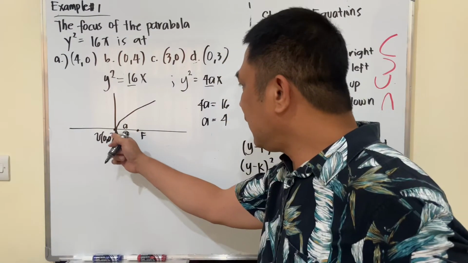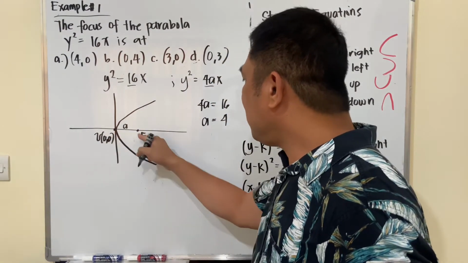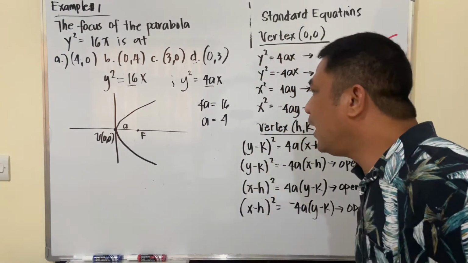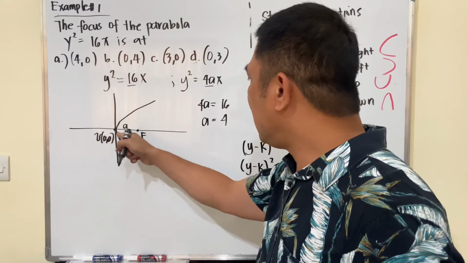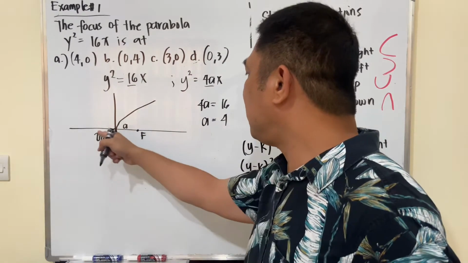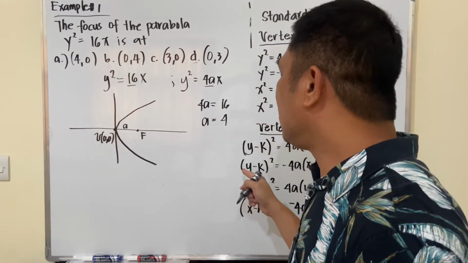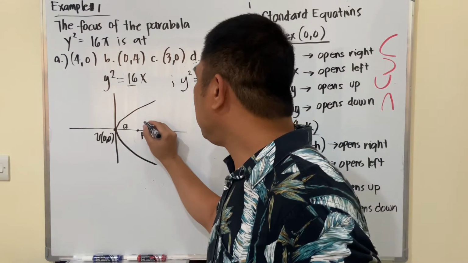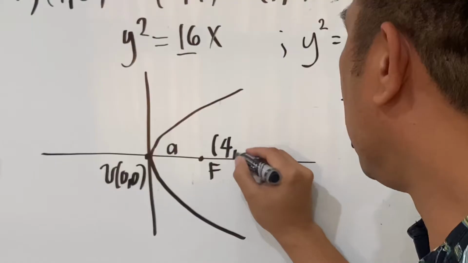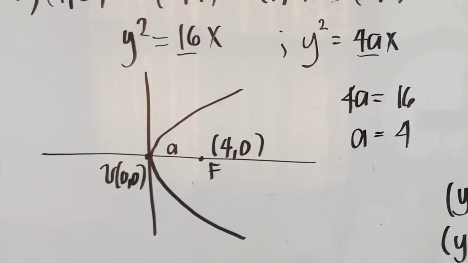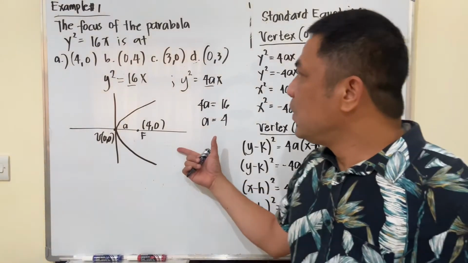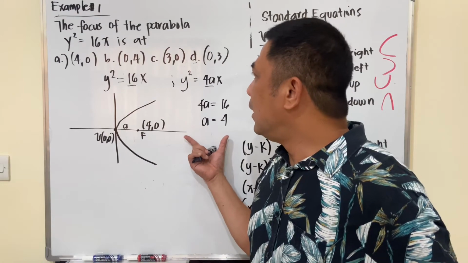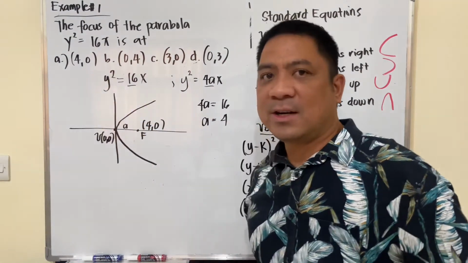Since your vertex is at the origin, and this is on your x-axis, the focus is located at the point 4, 0. So in this case, you have letter A as your answer.